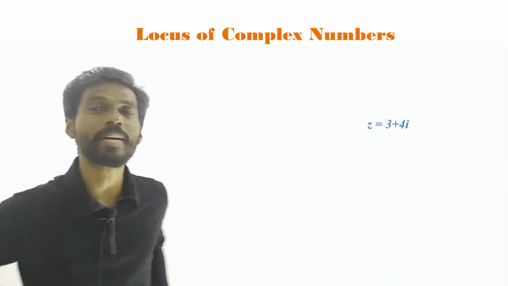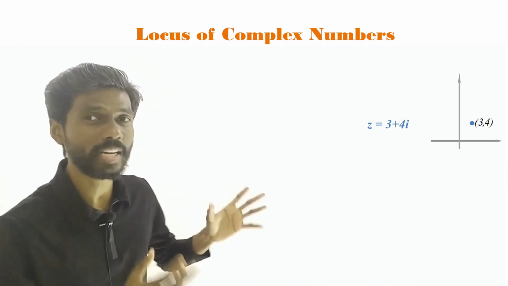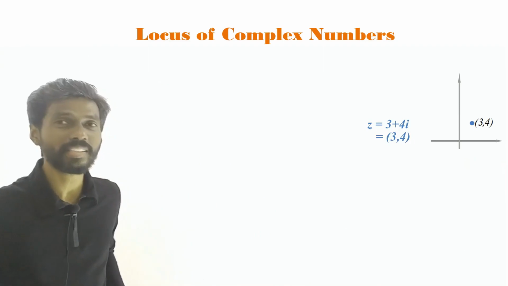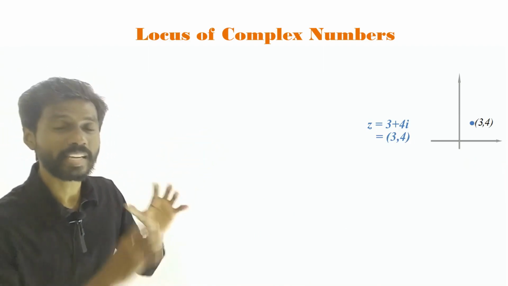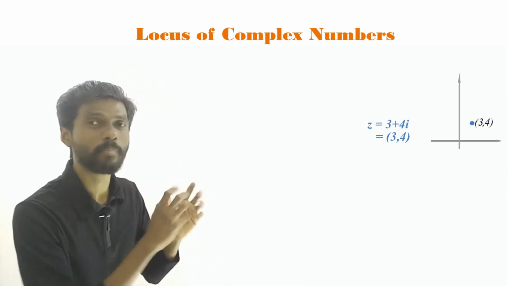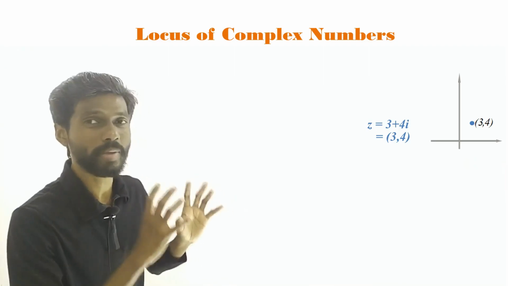So this complex number can be plotted as a point in the two-dimensional Cartesian plane called the Argand plane here. So this is a point (3, 4). You can take this real part as the x coordinate and the imaginary part is taken as the y coordinate. Now we can plot this as a point. So any complex number can be plotted as a point in the two-dimensional plane, right?